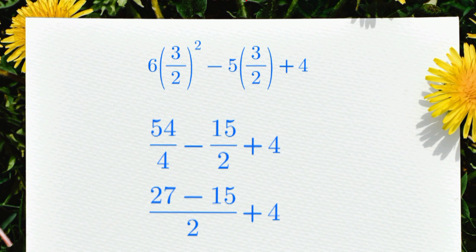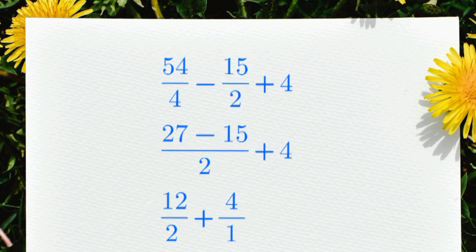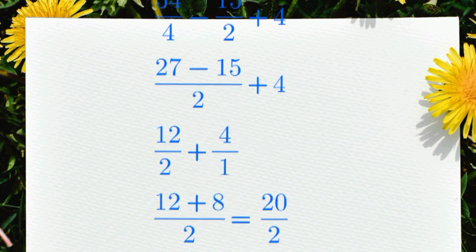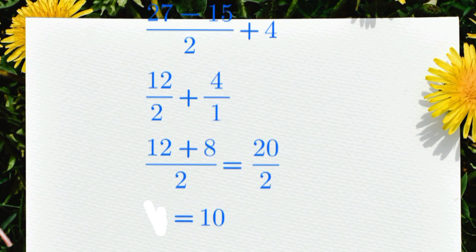So this is going to give us 12 over 2 plus 4 over 1. When we add 12 over 2 plus 4 over 1, we'll be left with 12 plus 8 over 2, which is equal to 20 over 2. So here we have that our answer is equal to 10. So when x is equal to 3 over 2, our answer is 10.